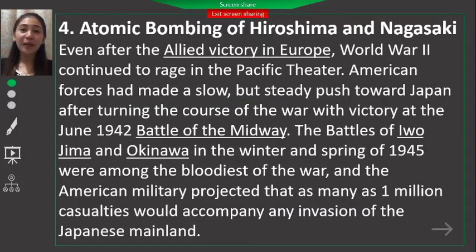Number 4. Atomic bombing of Hiroshima and Nagasaki. Even after the Allied victory in Europe, World War II continued to rage in the Pacific theater. American forces had made a slow but steady push toward Japan after turning the course of the war with victory at the June 1942 Battle of Midway. The battles of Iwo Jima and Okinawa in the winter and spring of 1945 were among the bloodiest of the war, and the American military projected that as many as 1 million casualties would accompany any invasion of the Japanese mainland.